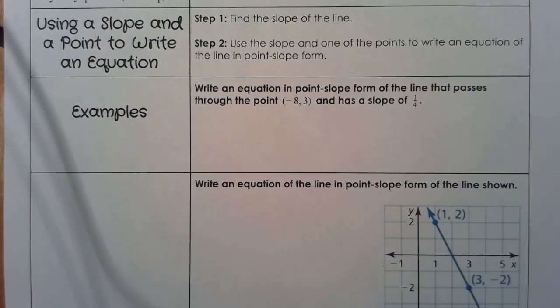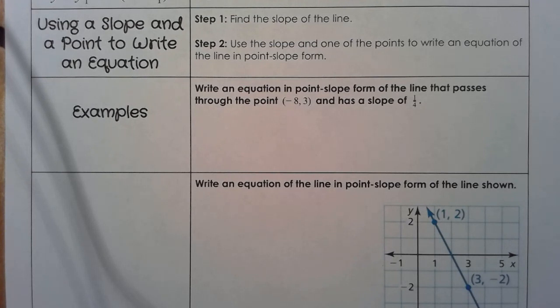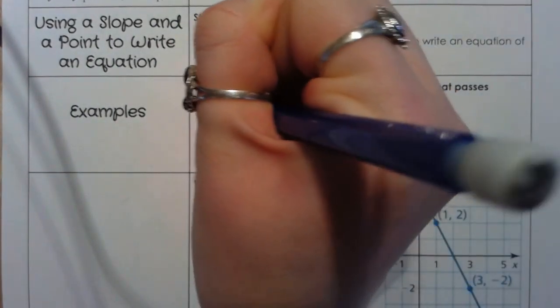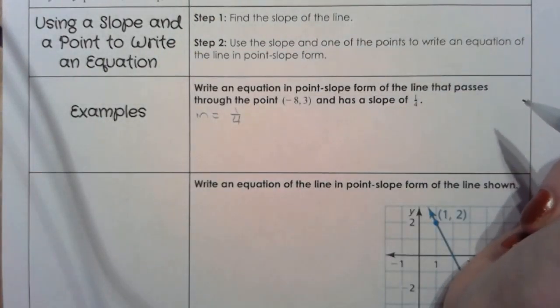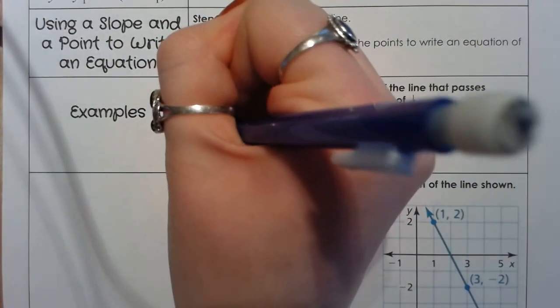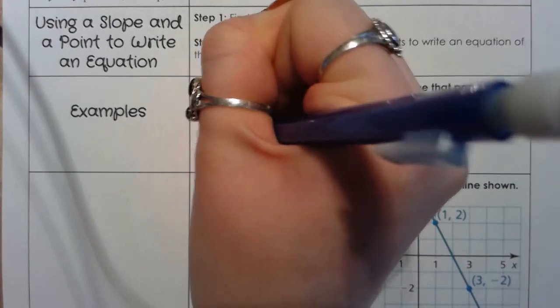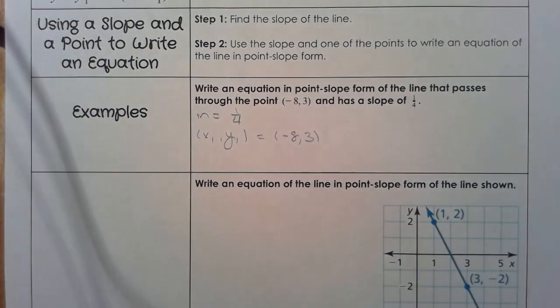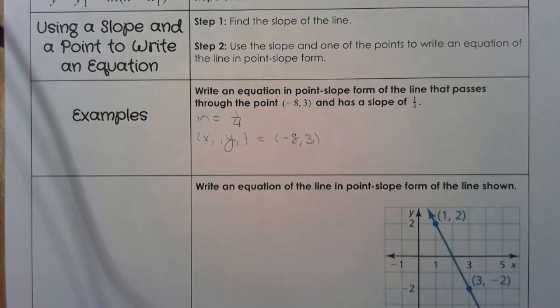So our first example, we have write an equation in point slope form of the line that passes through the point -8, 3 and has a slope of 1/4. So let's write out a couple things here. We have our m is equal to our slope, so 1/4. And then our point, so x1 comma y1 is -8, 3. Okay, so now we have our m, we have our x1, and we have our y1.